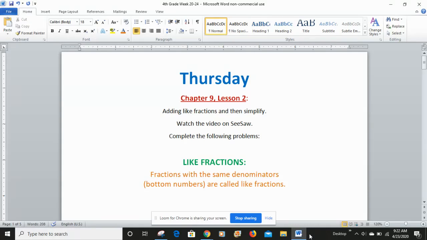Fourth graders, let's look at our matrix and see what we're working on for Thursday. It says Chapter 9, Lesson 2, Adding Like Fractions and then Simplify. Watch the video on Seesaw, complete the following problems. Over the last couple days, we've worked on both adding like fractions and then simplifying.